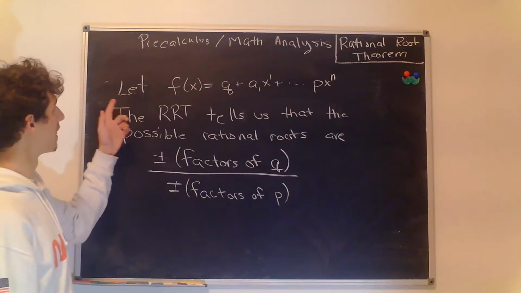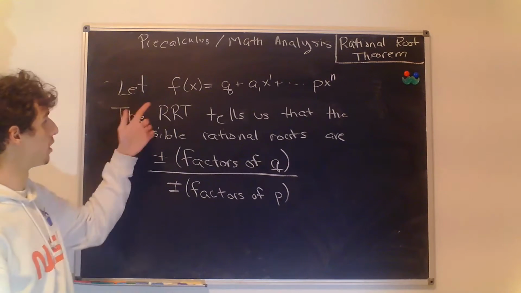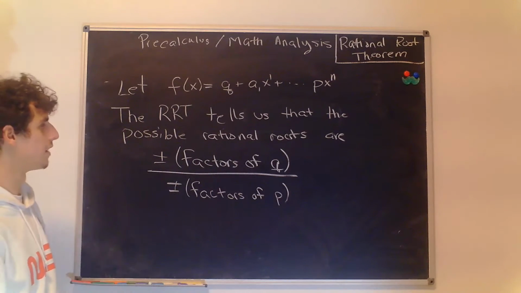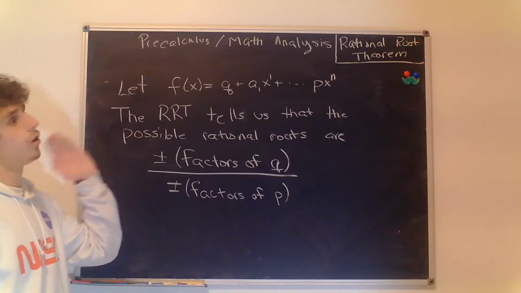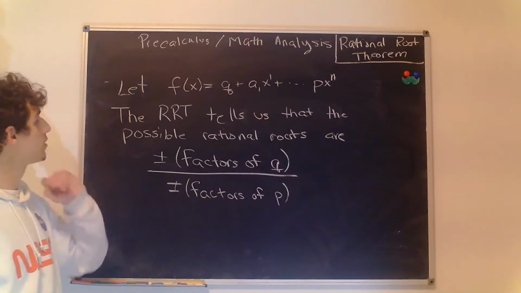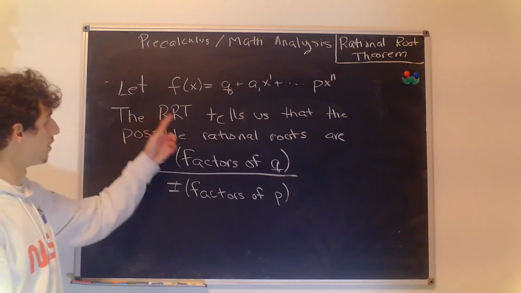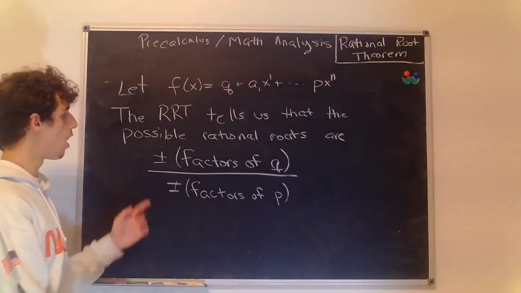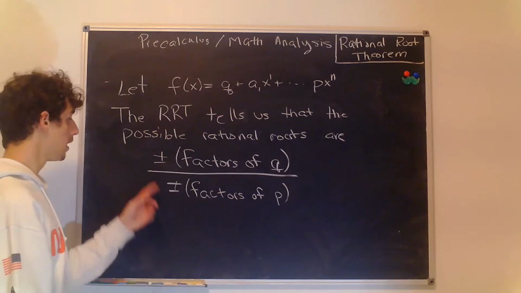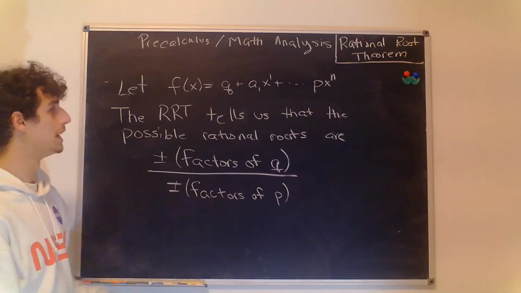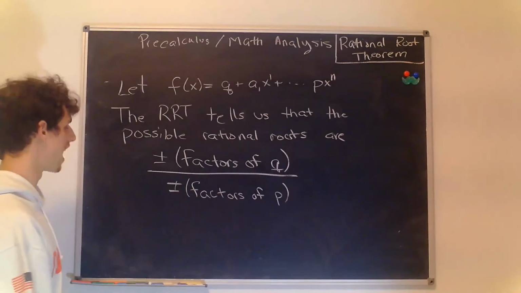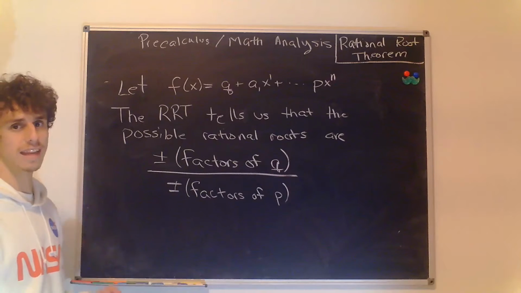It tells us that if we have a polynomial function that we call f of x, defined as q plus a1 x to the 1, plus all the way up to p times x to the n, then the possible rational roots of this polynomial function are plus minus the factors of q, which is this constant term, divided by plus minus the factors of p, which is the coefficient attached to this highest degree of x. Okay, so let's look at that in action really quick.